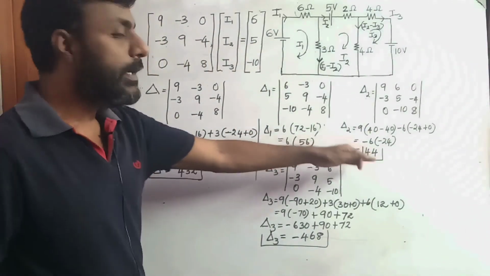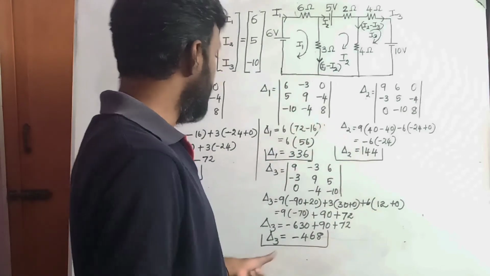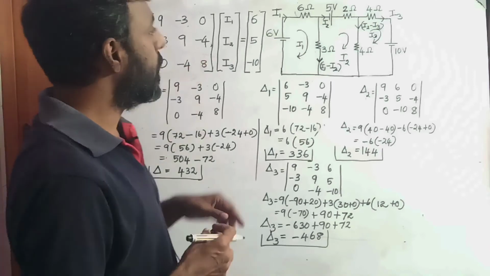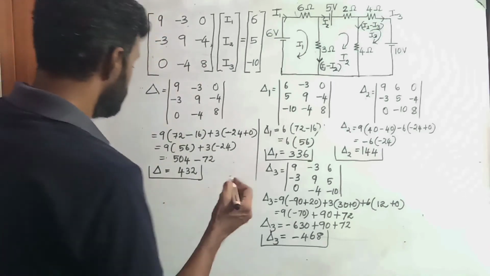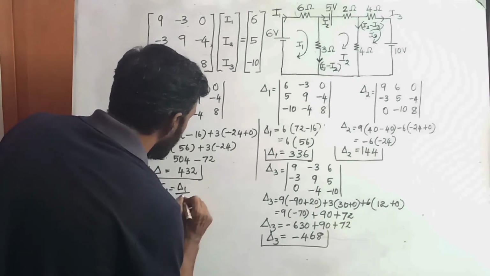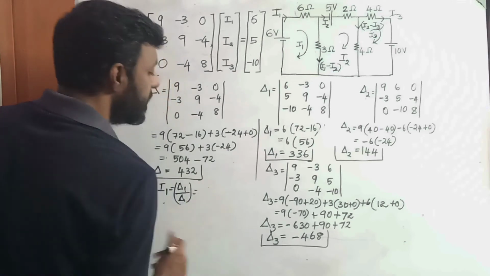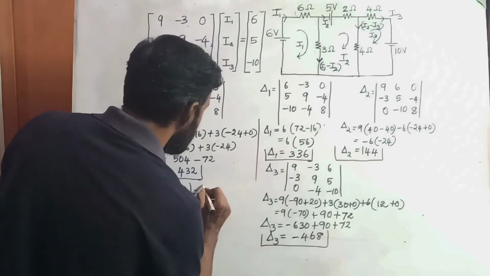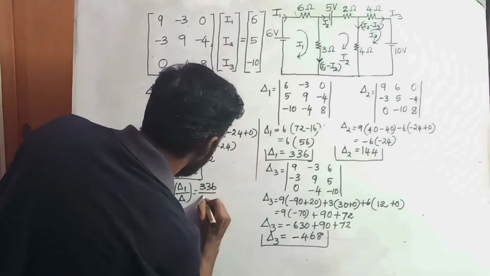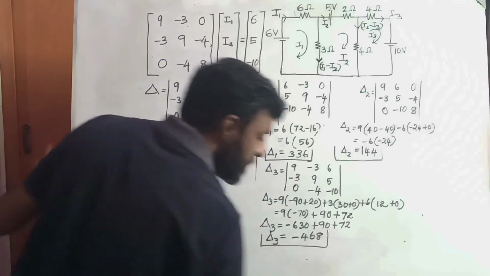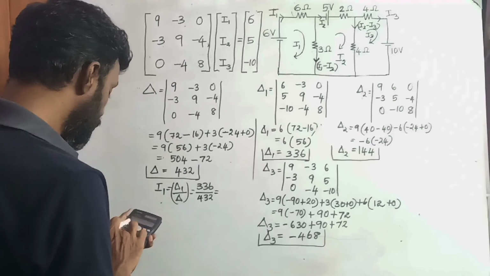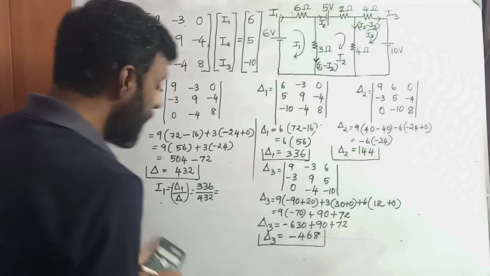So we have found the individual values of delta 1, delta 2 and delta 3, and also the value of delta. So what is I1? I1 is delta 1 divided by delta, which is 336 divided by 432, which is 0.77 amperes.